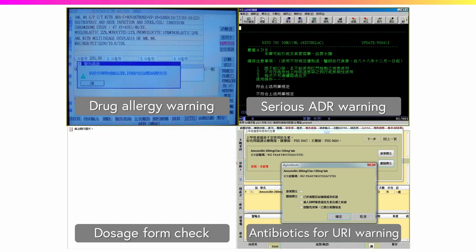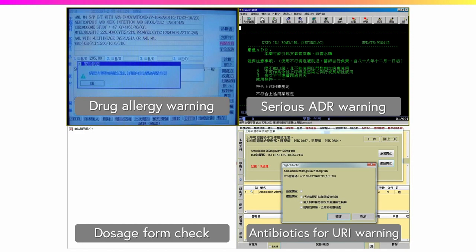This slide demonstrates some examples of warning screens in our prescribing system. In the upper left, it shows if the patient has any drug allergy history. The system will pop out a warning message to notify physicians. In the upper right, the adverse drug reaction warning is designed to remind physicians to be more careful for certain drugs when prescribing.